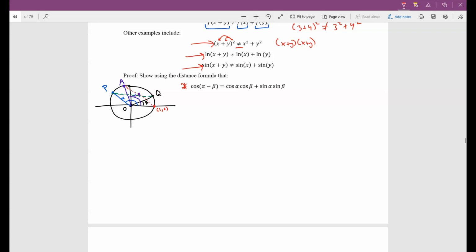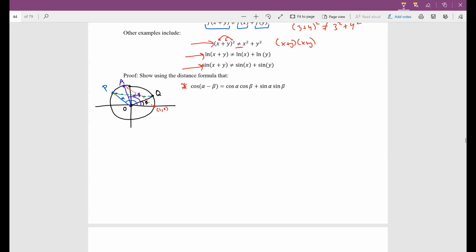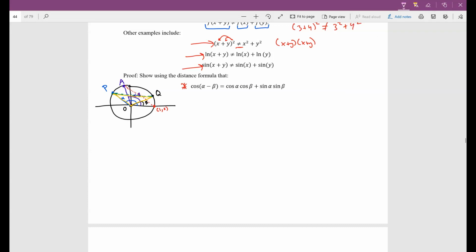So basically what you can see is that you have two different triangles here. I'm going to label this one yellow. Okay, so you can see that you have this triangle right there. And then the other one, let me label it pink. You've got this one right here.